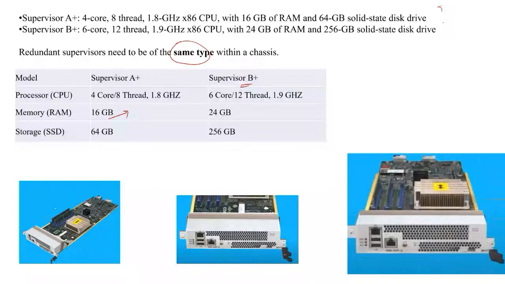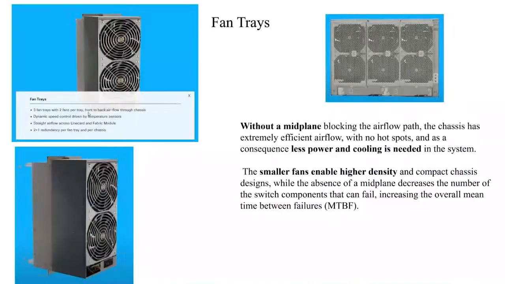Fan trays. So we know the importance of the fan trays. Now, who manages them? The fan trays are managed by the temperature sensor, which is in turn managed by the system controller. The fan trays consist of smaller fans so as to provide more efficient cooling and also more redundancy, because they are hot swappable redundant trays. And as you can see, I have mentioned here the benefit of not having a mid plane, because it doesn't block the airflow path. Therefore, we claim that the chassis has efficient airflow with no hotspots, and therefore less power and cooling is required.